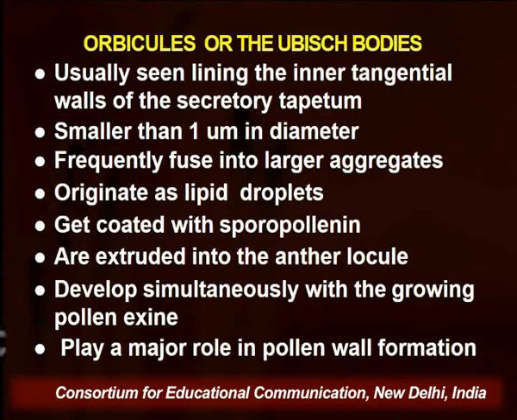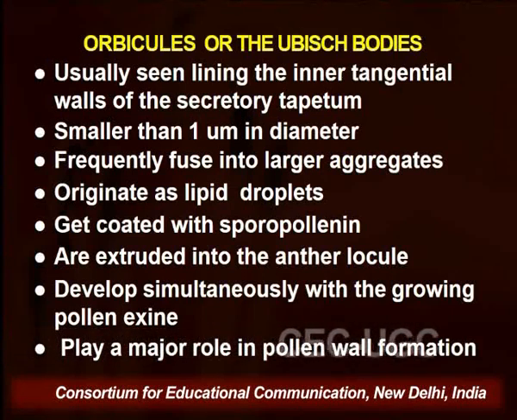They are smaller than 1 micron in diameter, and they can frequently fuse into larger aggregates. Like I just mentioned, they originate as lipid droplets and get coated with sporopollenin. Once they are coated with sporopollenin, they are extruded into the anther locule, and then they develop simultaneously with the growing pollen exine. They play a major role in pollen wall formation.